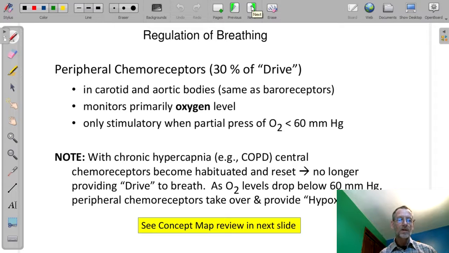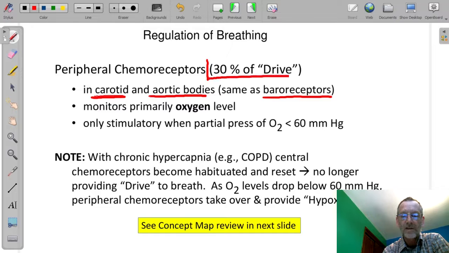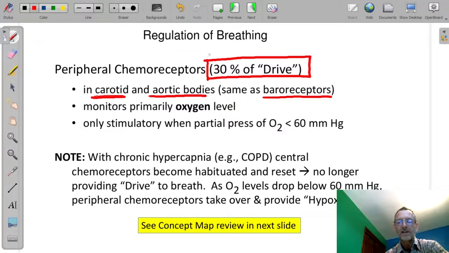So, a little bit more. We talked about the central chemoreceptors. This is a note on the peripheral chemoreceptors. And they are out in the carotid, in the peripheral nervous system. They're in the carotid and aortic bodies in the same place as the baroreceptors were. Carotid sinus and embedded in the aorta. And these peripheral chemoreceptors, part of the PNS, peripheral nervous system, account for about 30% of the drive. So the central are 70, the peripheral are about 30.